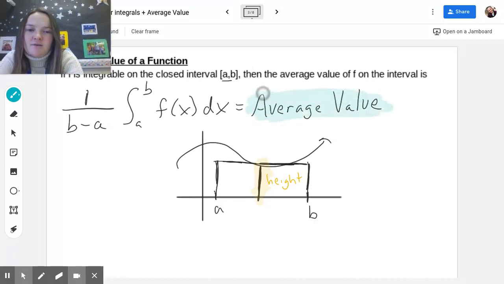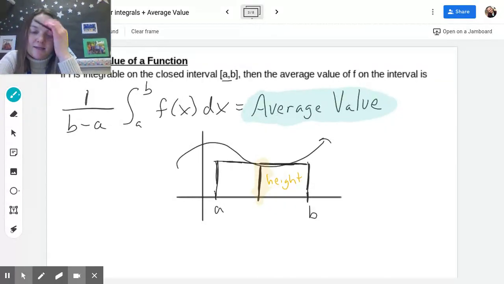The average value is literally just the height of a rectangle that has the same area as the actual area under the curve. So the height of the rectangle, if I just take the integral and multiply it by 1 over b minus a, that is the average value.